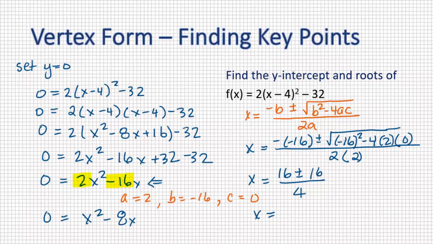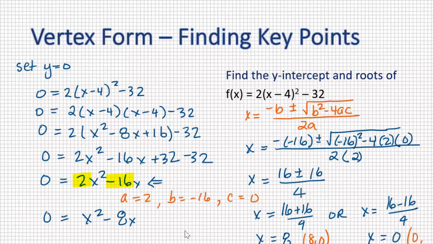Therefore, x is equal to 16 plus 16 over 4, or x is equal to 16 minus 16 over 4. So x is equal to 32 divided by 4, or 8, or x is equal to 16 minus 16 is 0, 0 divided by 4 is 0. So the x-intercepts, written as coordinate points, are the points (8, 0) and (0, 0). So we found the y-intercepts and the roots, or the x-intercepts, for our given function.